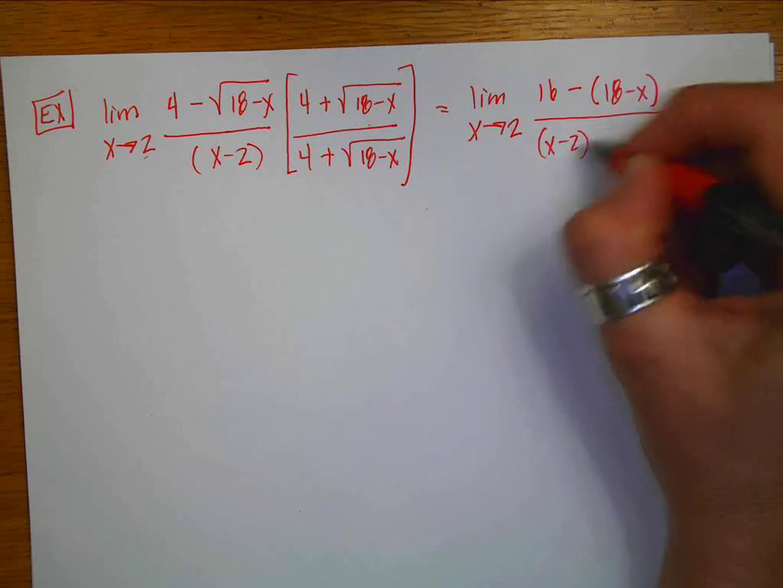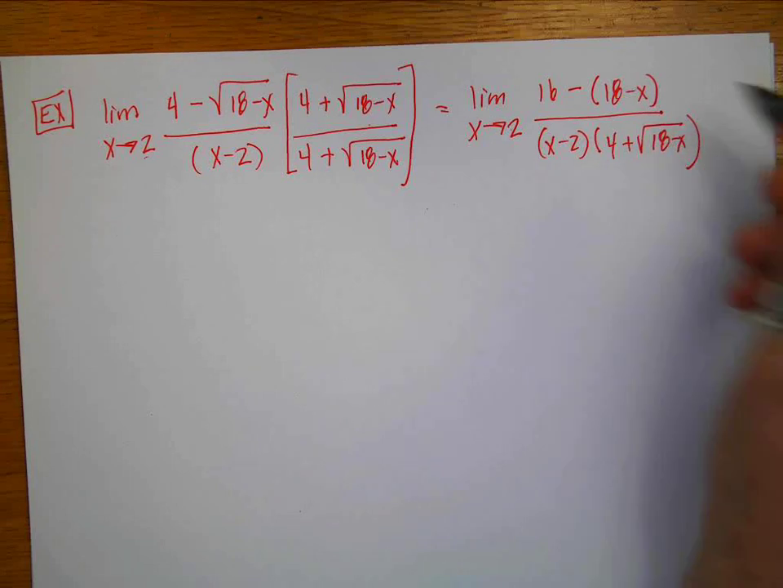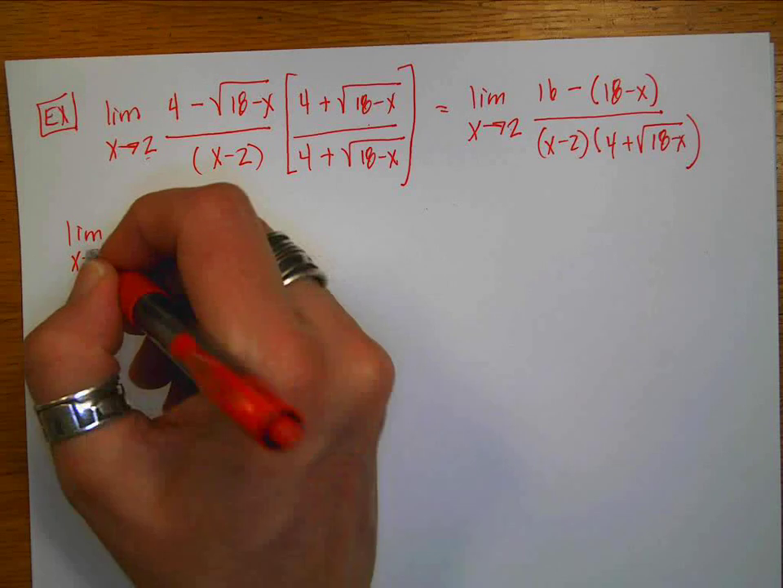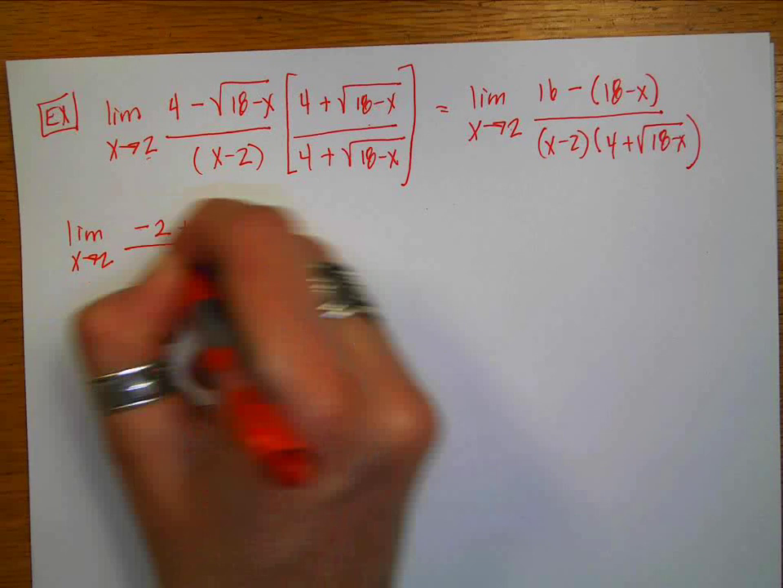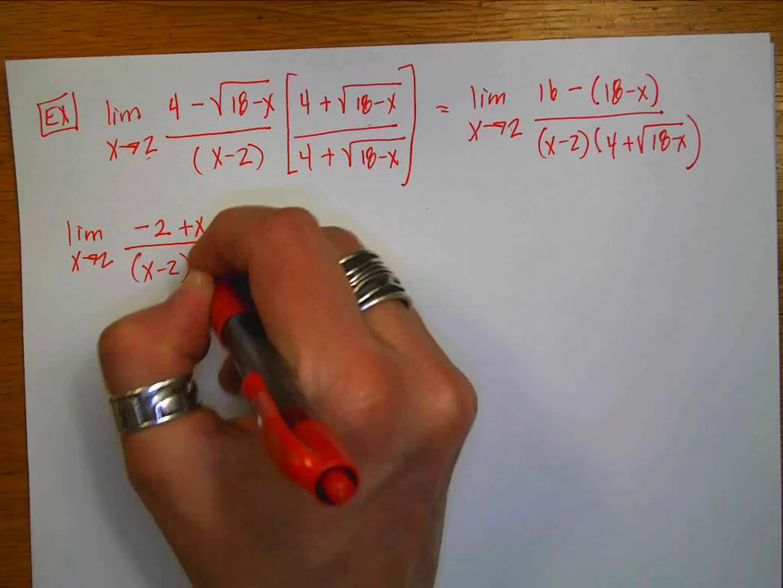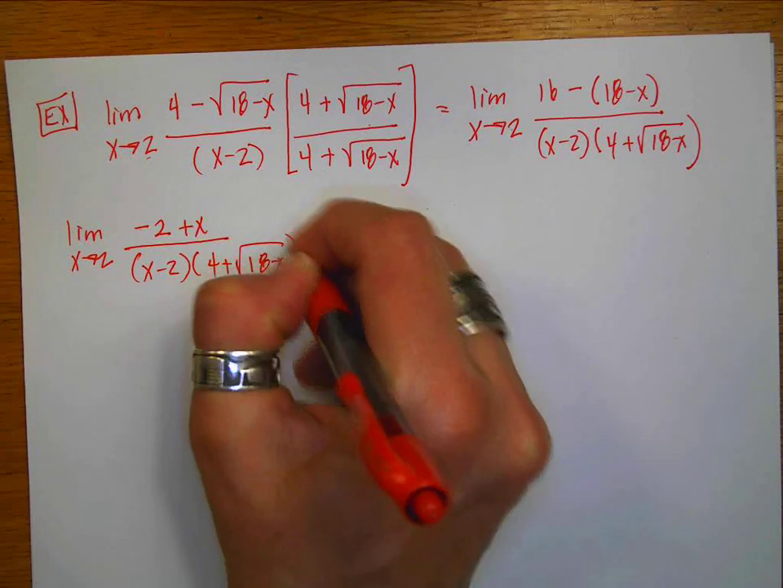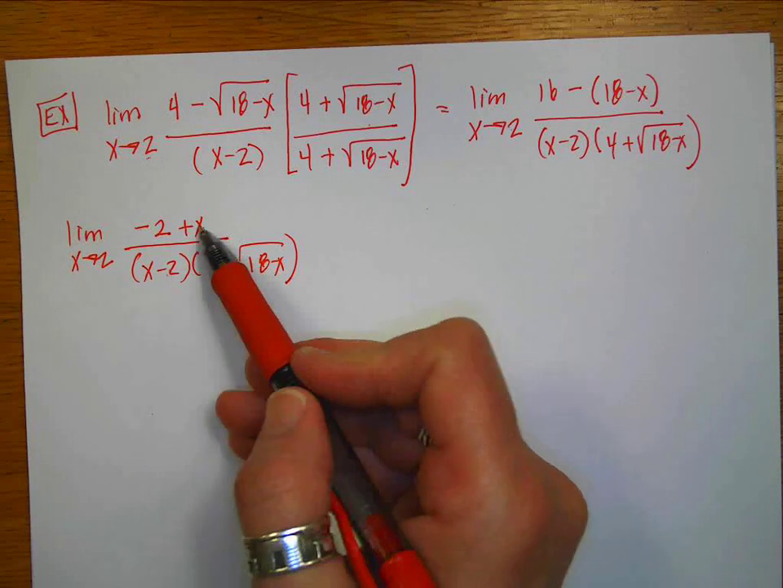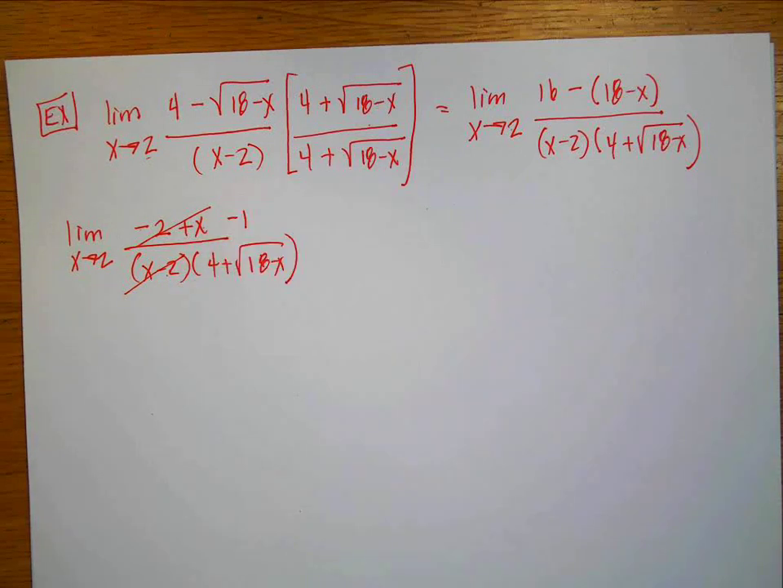And then I'm not going to distribute on the bottom, and I'm going to write 4 plus the square root of 18 minus x. If I simplify the top, I have the limit as x approaches 2, 16 minus 18 is a negative 2 plus x over x minus 2, and then here's the 4 plus the square root of 18 minus x. If you'll notice, these two guys are really the same thing, but they have the opposite signs, so I'm going to cancel them and leave a negative 1 on the top.